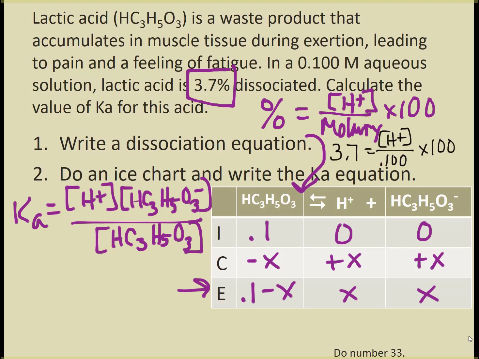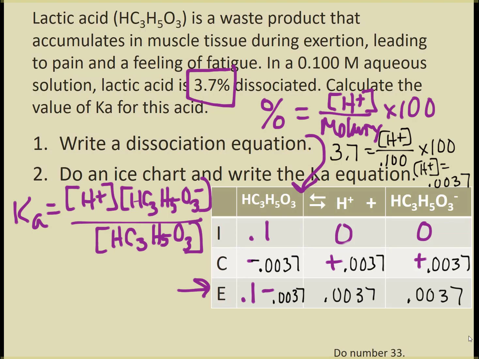When I work out the math, I find out that my hydrogen ion concentration is equal to 0.0037. So that essentially is what X is. So I can go back into my ICE box and I can put in what X is. So every time there is an X, I'm going to put in this number. I can simplify this 0.1 minus 0.0037 and I get 0.0963. So I can take the ones on this bottom and I can put it into my formula here.